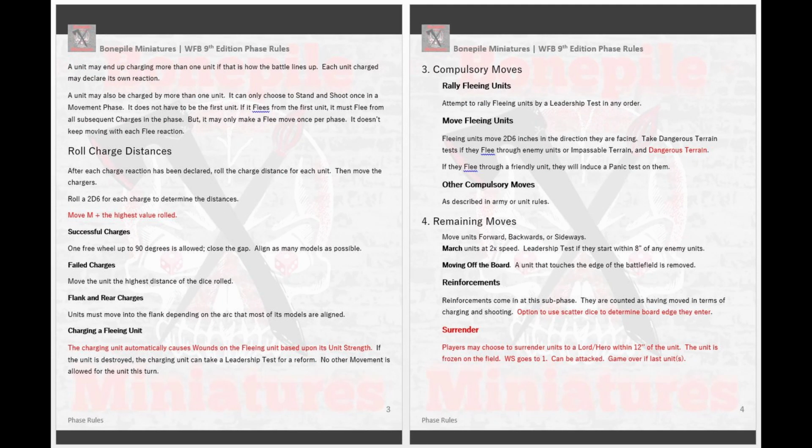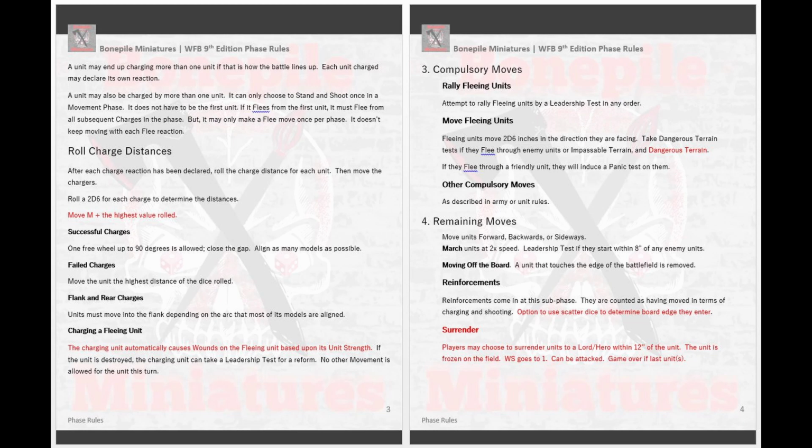So on this page, the first change that we find is under the Roll Charge Distances heading. And it says, in black text, roll a 2d6 for each charge to determine the distance. But then in red it says, move M plus the highest value rolled. Now in the 8th edition that would have said, move M plus both dice values rolled. But in this version it's just the highest die value.